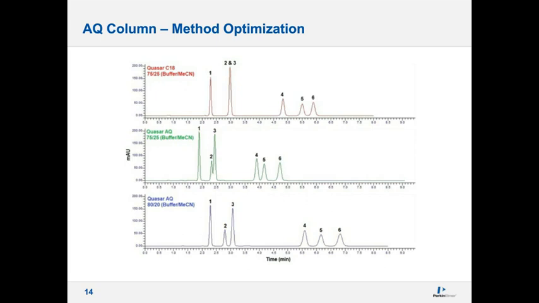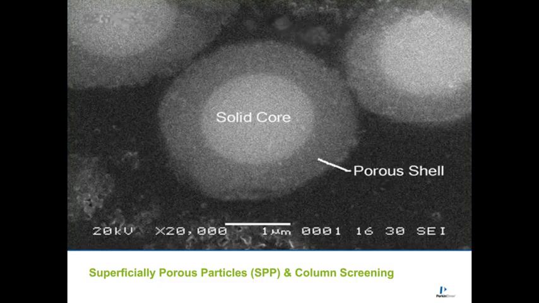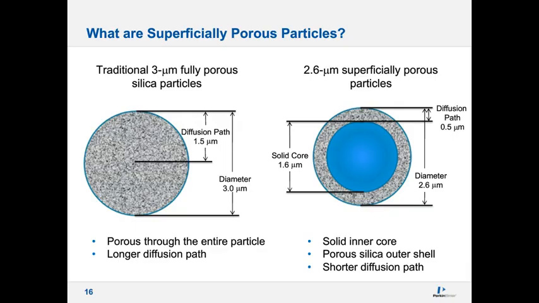So next we investigate SPP columns. What are they and what benefits can they provide to your method development? Until relatively recently, virtually all silica-based HPLC columns utilized fully porous silica particles. The use of SPP columns has been increasing due to their ability to improve column efficiency and achieve faster chromatography. These particles are made of a solid, non-porous core surrounded by a shell of a porous silica material which has properties similar to those of the fully porous silica materials conventionally used in HPLC.